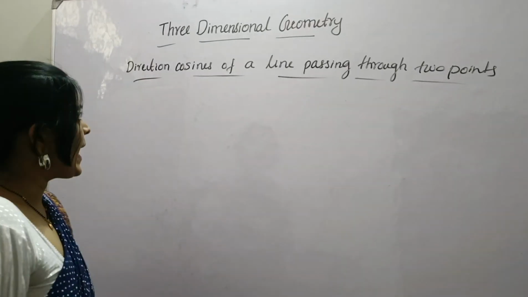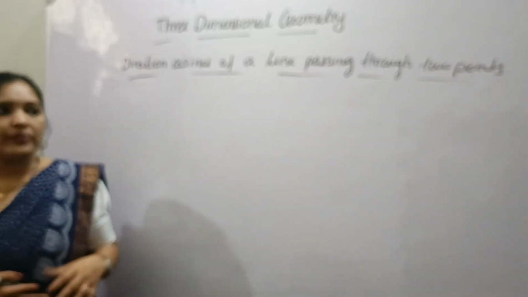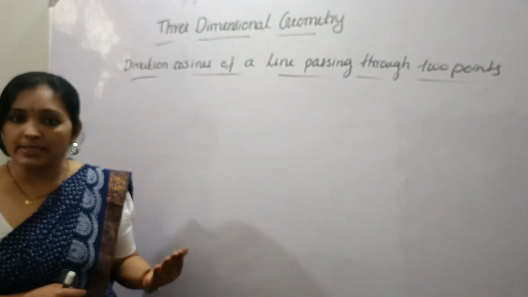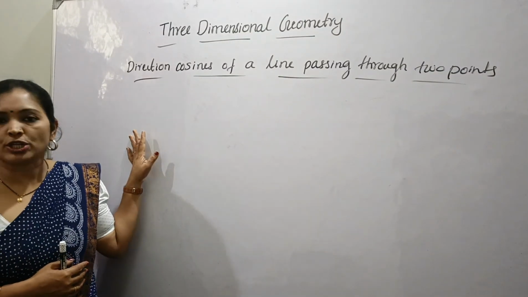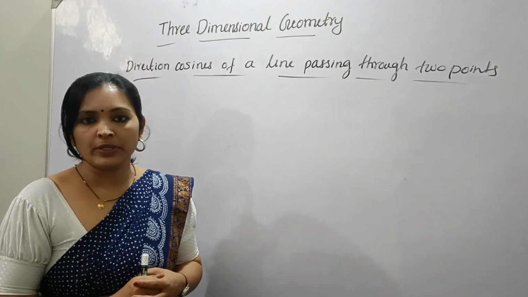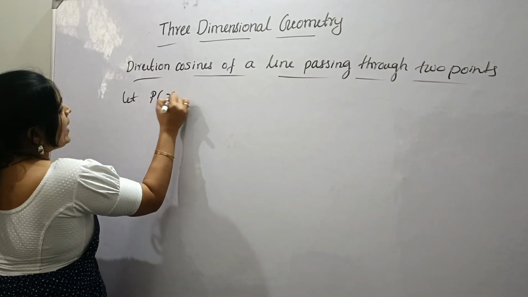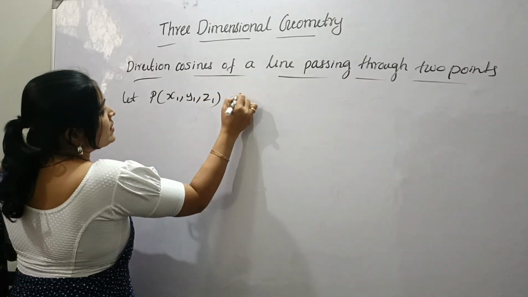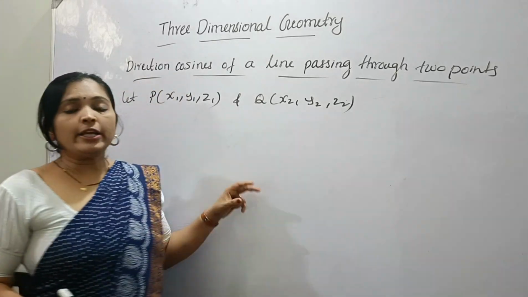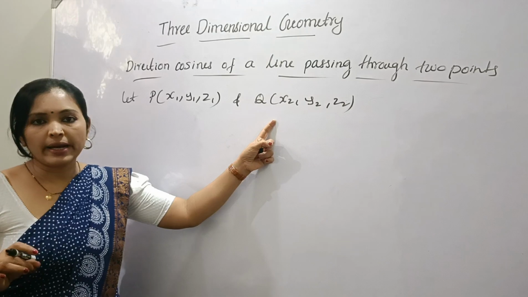Now let's see how to find direction cosines of a line passing through 2 points. When direction ratios are given, we can find direction cosines. So how to find direction cosines of a line when 2 points are given? Let P of x1, y1, z1 and Q of x2, y2, z2 be the 2 points of a line. We have to find direction cosines of line PQ.